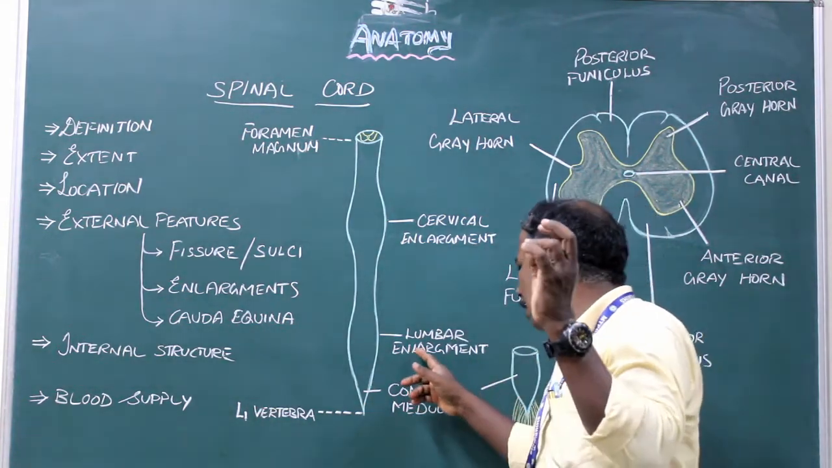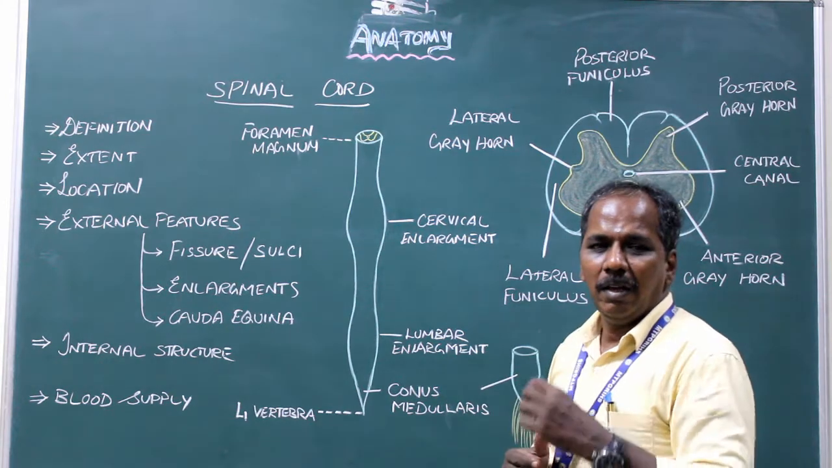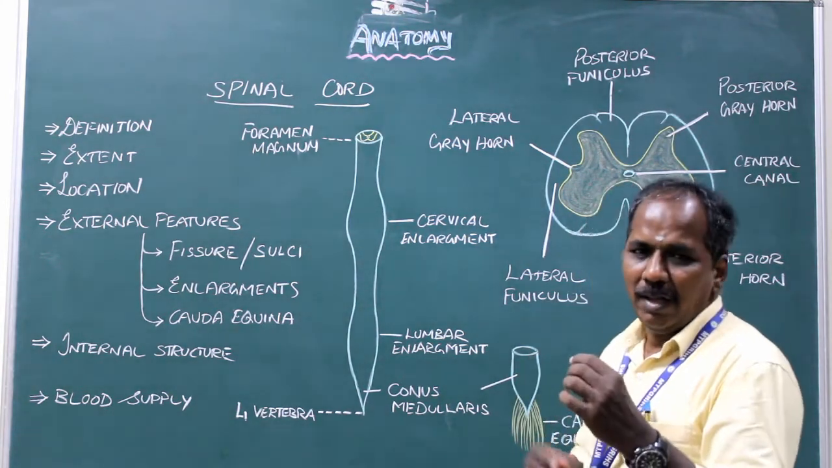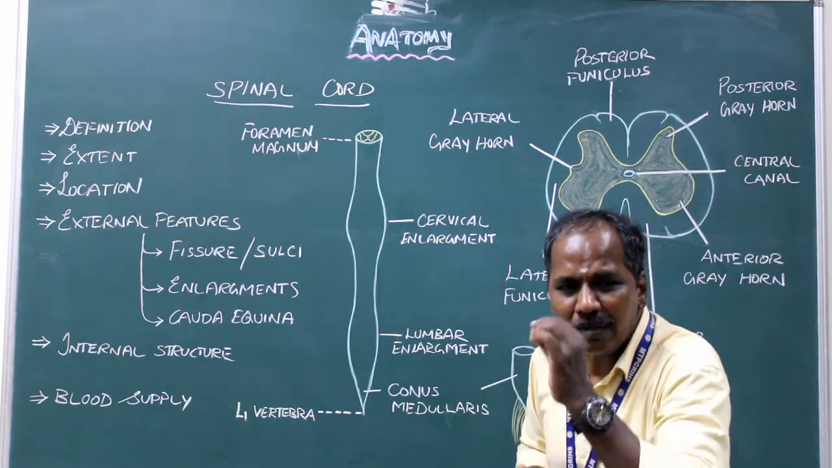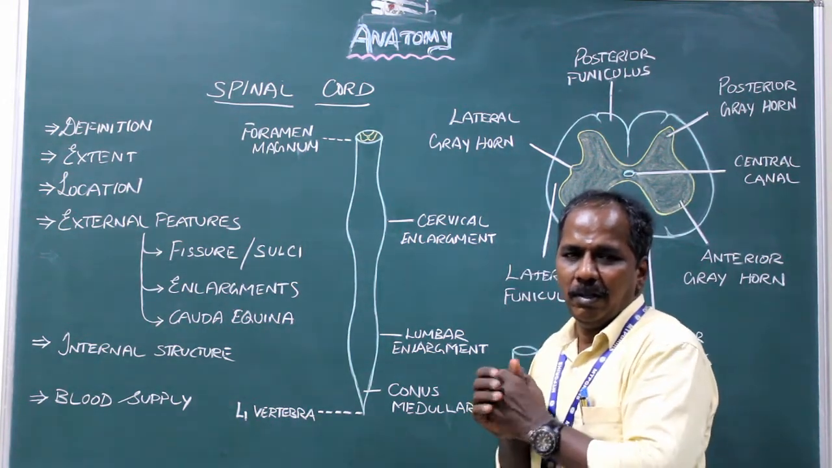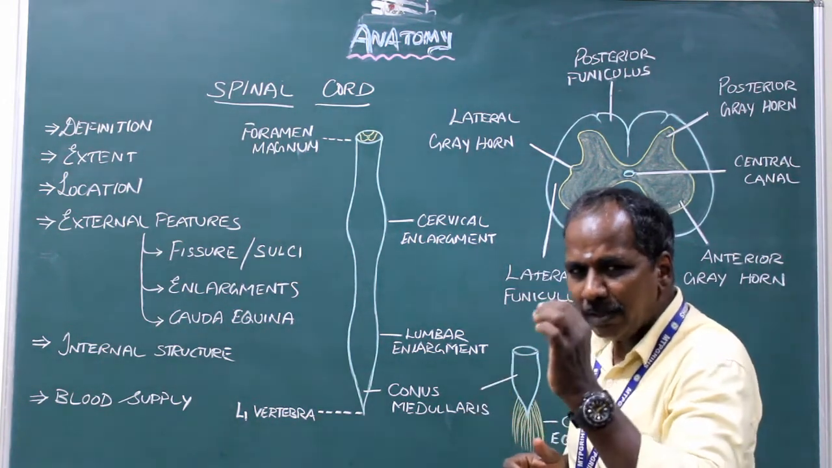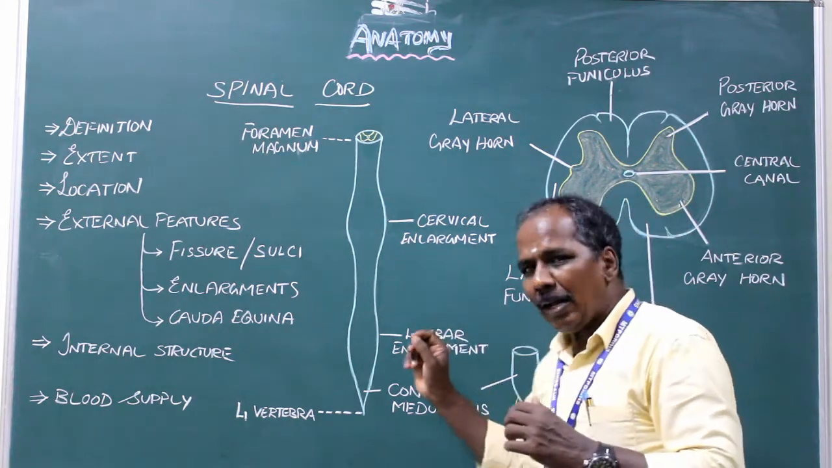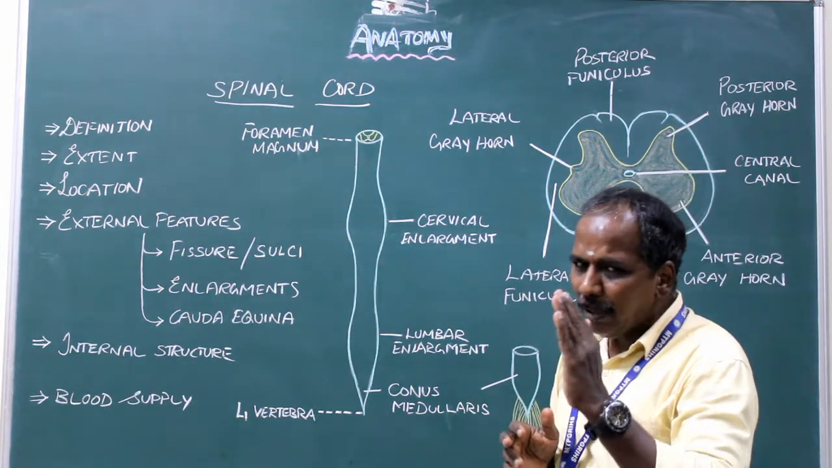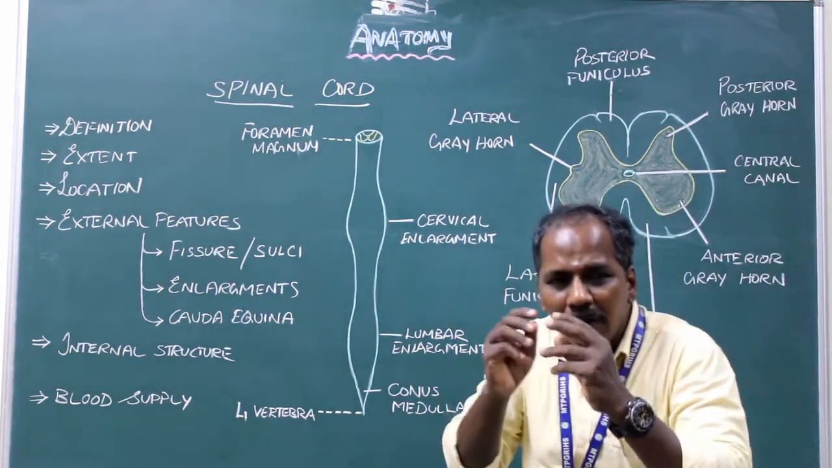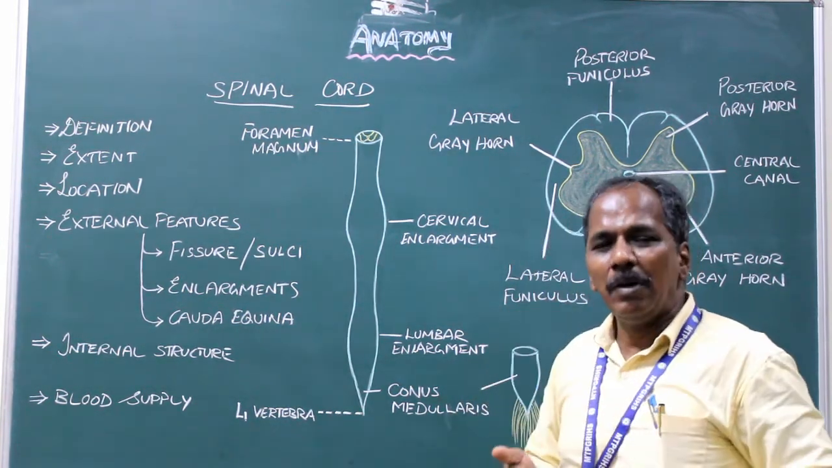Number two, lumbar enlargement. It is formed by the L1 to S3 segments of the spinal cord. It is formed due to the formation of lumbar and sacral plexus. The lumbar and sacral plexus are networks of nerves which supply the lower limb.